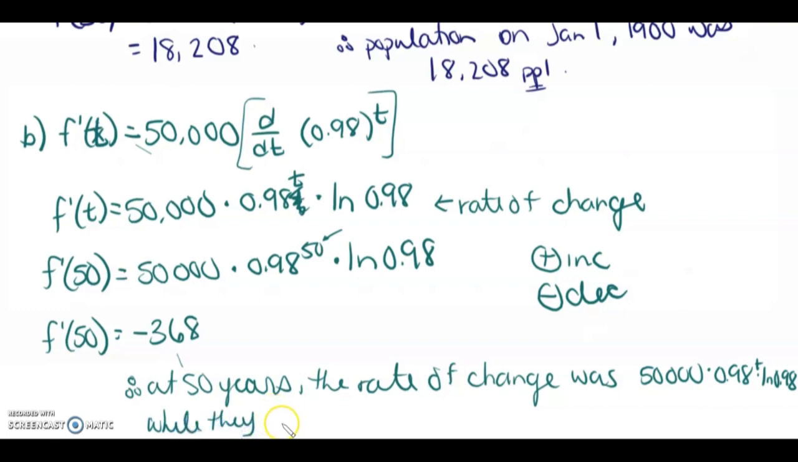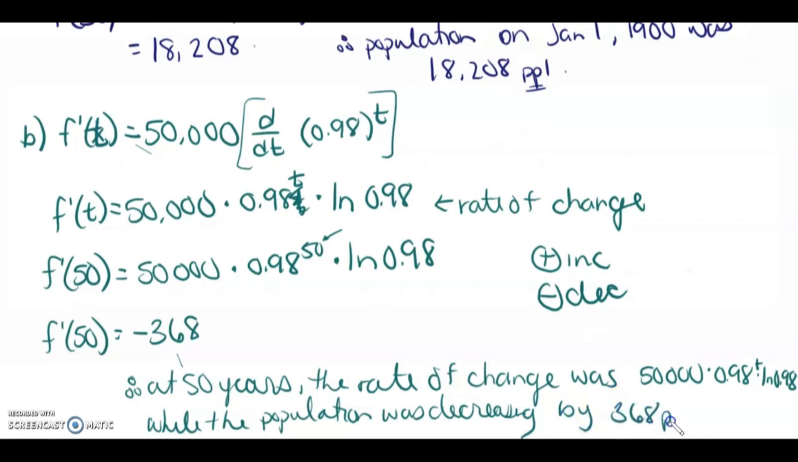While the population was decreasing by 368 people. It's not per year, it's instantaneously at that time. And just one more connection. This is a negative number, and we have to include this. By me writing decreasing, I've included that that number is negative.